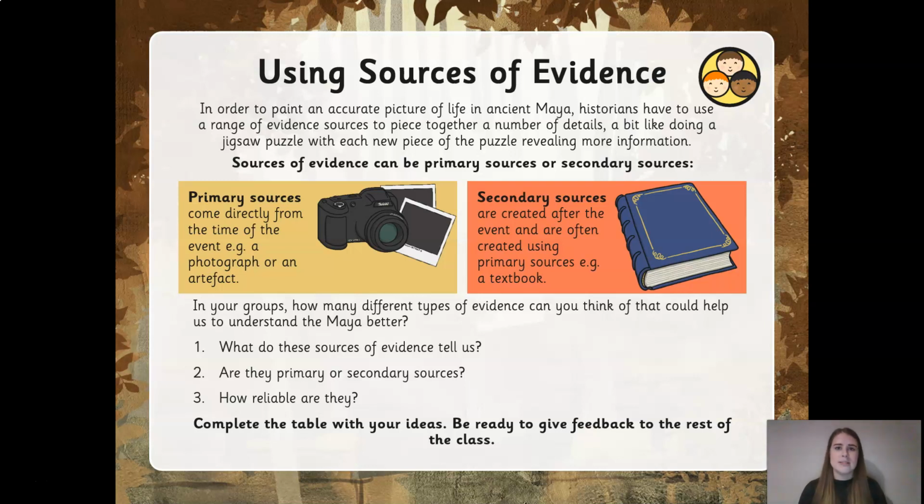So I just want you to jot down some ideas into your table. It doesn't matter if you think you've got it right or wrong. This is just to have a retrieval practice of what you might already know about primary and secondary sources. So pause the video and have a go at filling out that table and then we'll come back.